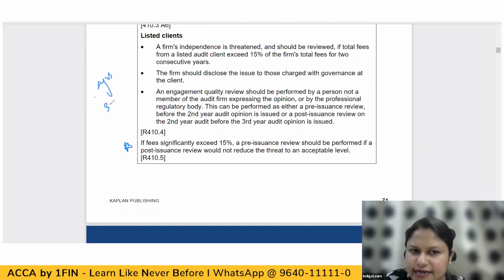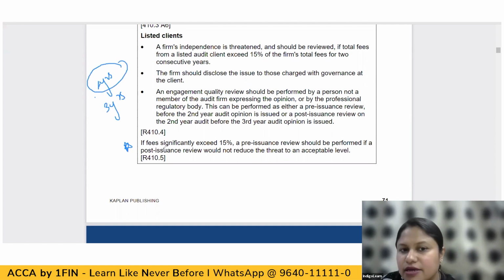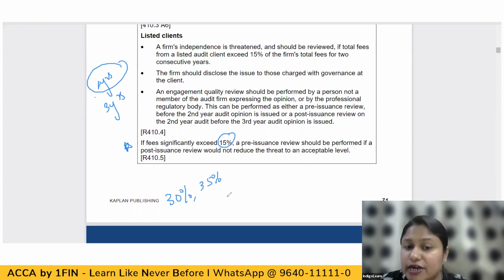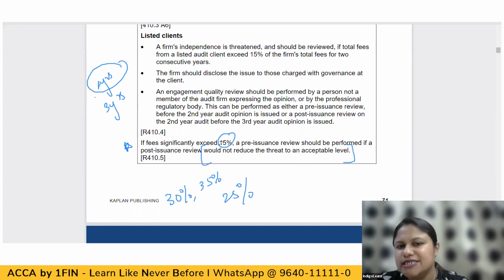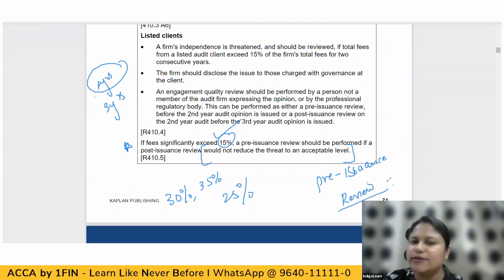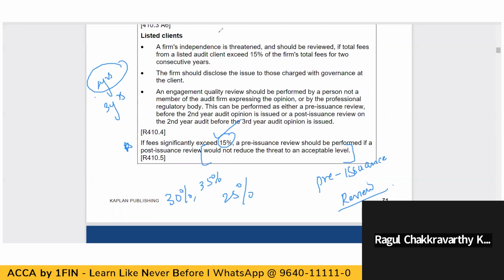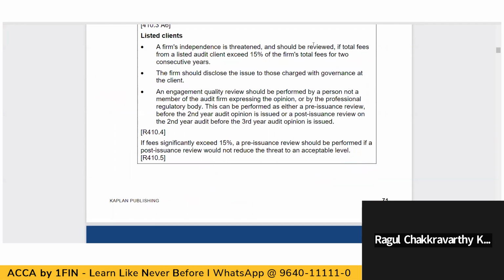Correct? But there is one situation where you compulsorily have to do pre-issue only. If fees significantly exceed 15%, suppose it is 30%, 35%, 25%, so this is quite a major portion. If it is crossing 15% significantly, a pre-issuance review should be performed if a post-issuance review would not reduce the threat to an acceptable level. So when you are significantly exceeding 15%, we highly recommend that you go for what? Pre-issuance review. That means before the opinion is submitted, before that only you conduct the review. Is the concept clear? Yes. This would be like an MCQ question. Then moving to the next one.